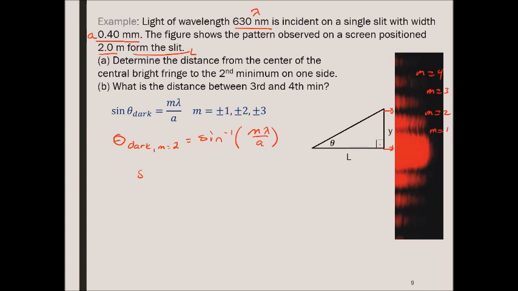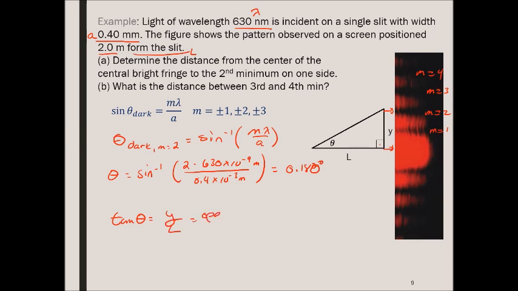So now I just put numbers in. Theta is equal to inverse sine of 2, because the problem said it's the second order, times 630 times 10 to the negative 9 meters, all over my slit width, which is 0.4 times 10 to the negative third meters. And that gives me a value of 0.180 degrees. So very small angle. We also know that tangent of theta is equal to y over L.